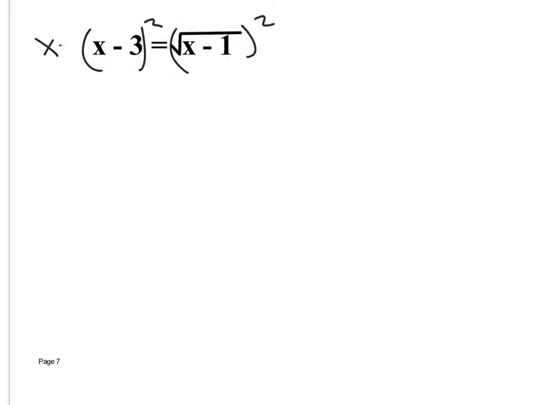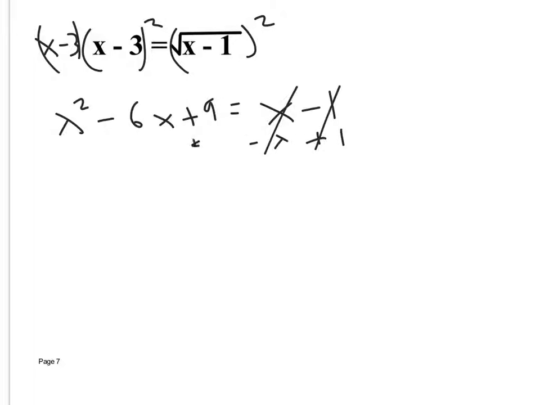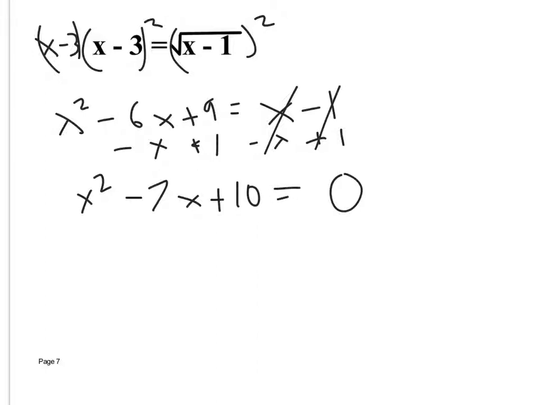x minus 3 squared, I can just take x minus 3 times x minus 3 if I need to. Or I can do x squared minus 6x plus 9, which is equal to x minus 1. Add 1 to both sides, subtract x from both sides. That gives me x squared minus 7x plus 10, which is equal to 0. So, if I'm going to split this up, I can write it as x minus something and x minus something, because this is positive and that's negative. So that means they're both going to be negative. What would multiply give me 10 and add to give me negative 7?